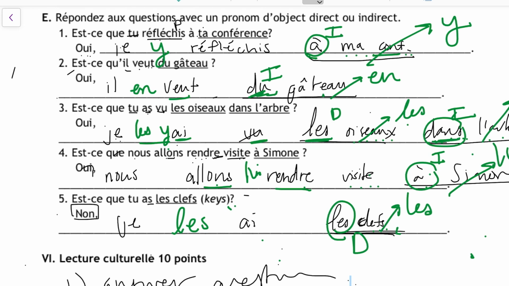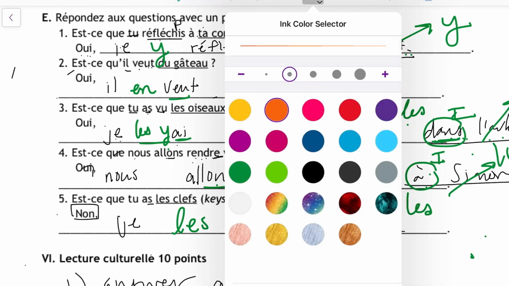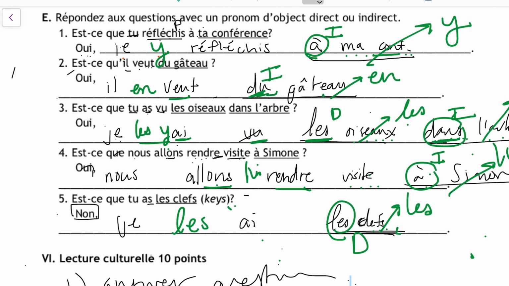So once I put it in, then I have to worry about vowels and agreement. Let's do vowels first. Je plus y plus réfléchi. Here I've got a vowel problem, so I'll do my apostrophe there. Il en veut, and period. No vowel problems there. Je les y ai vus. I can't do anything about the two vowels here, so just leave it. Nous allons lui rendre visite. No vowel problems. Je les ai. No vowel problems.